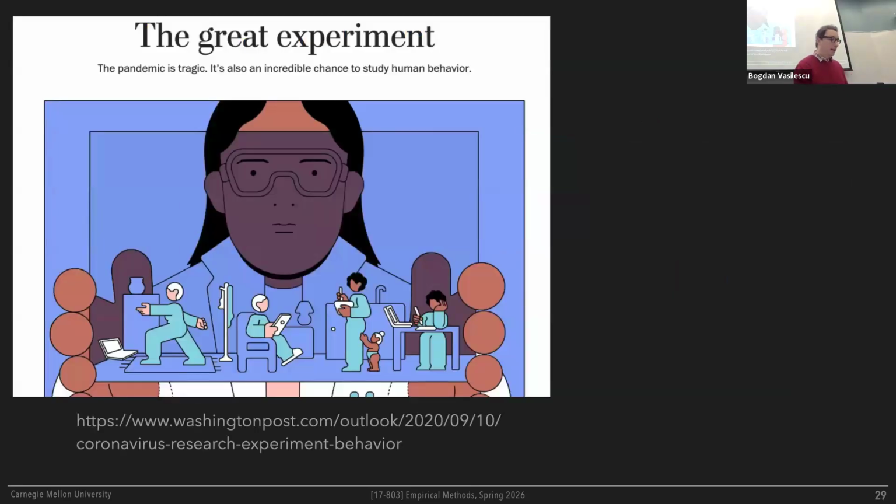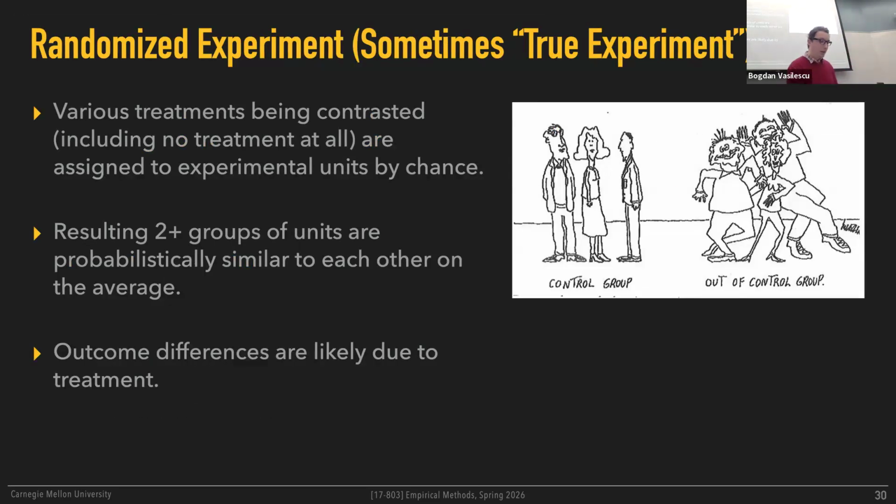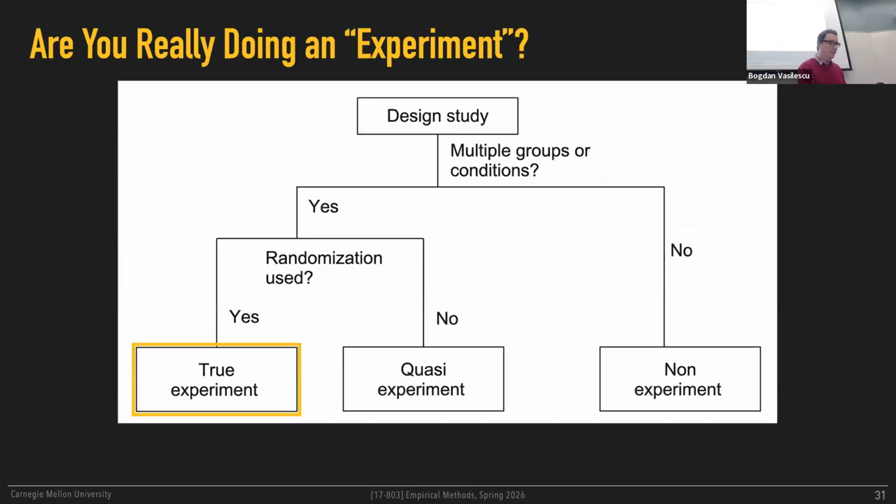Okay? We talked about randomized experiments. So are there multiple groups or conditions involved? All of these are design studies. Are there multiple conditions or groups involved? If yes, is there randomization involved in the assignment? If yes, then you're doing a true experiment. If no, then you're doing a quasi-experiment. Otherwise, you're not doing an experiment at all. This is another way to think about these.